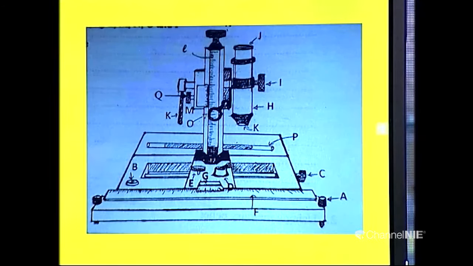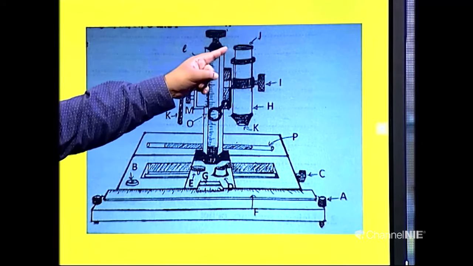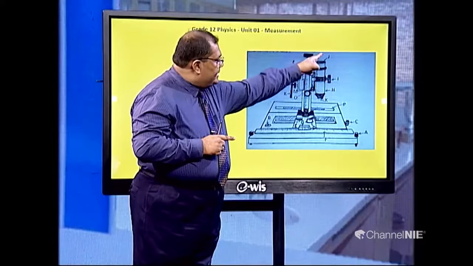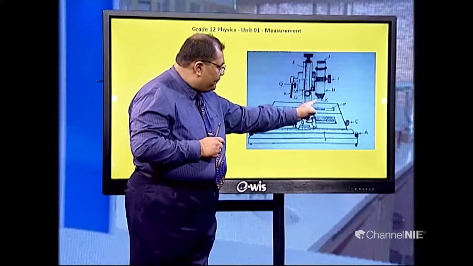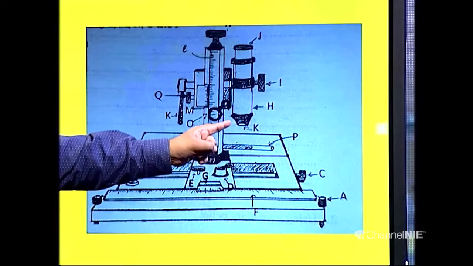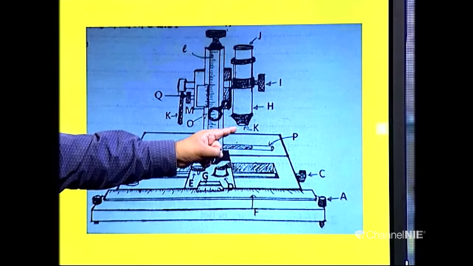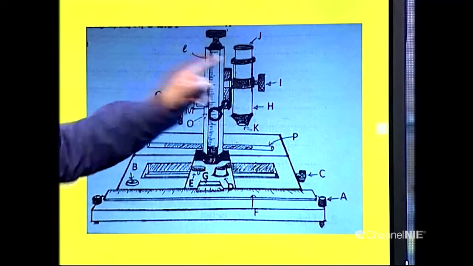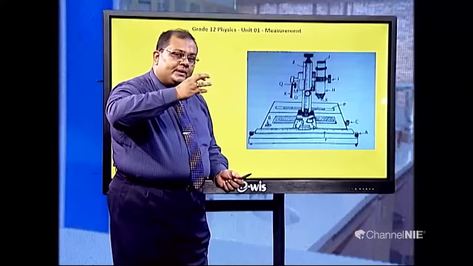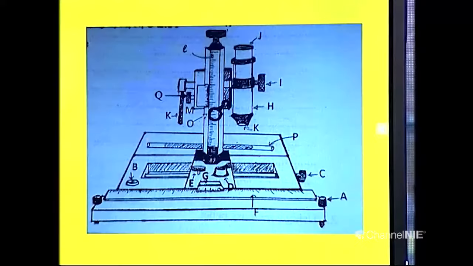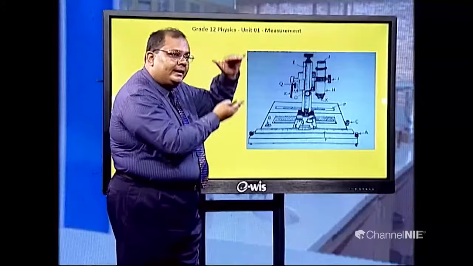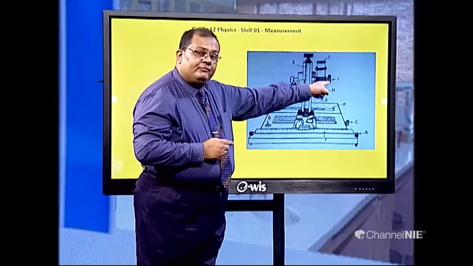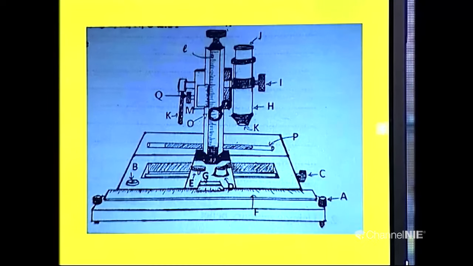It has main parts. First one, the eyepiece. J is known as the eyepiece. This one is the objective lens, K. This is the focusing screw. When this focusing screw is rotated, the entire traveling microscope goes up and down. This microscope is going up and down when the focusing screw is rotated.